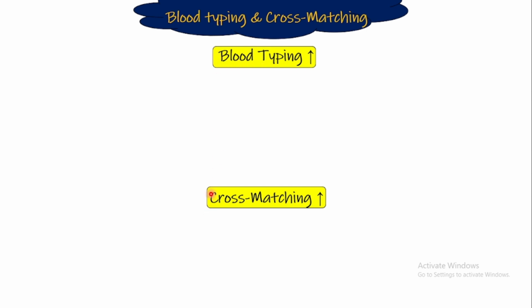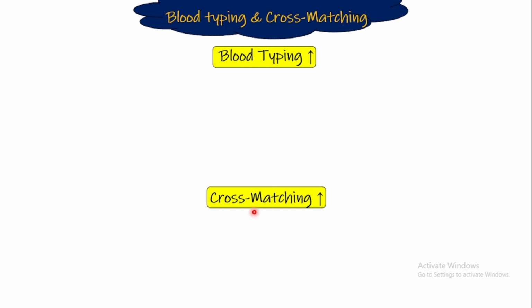Then what is cross matching? Cross matching is basically that whenever some person has to donate blood to the recipient, the blood of the donor and the recipient is mixed and checked for a cross reaction. Or to be precise, the RBCs of the donor are mixed with the antibodies of the recipient to check for the cross reaction.